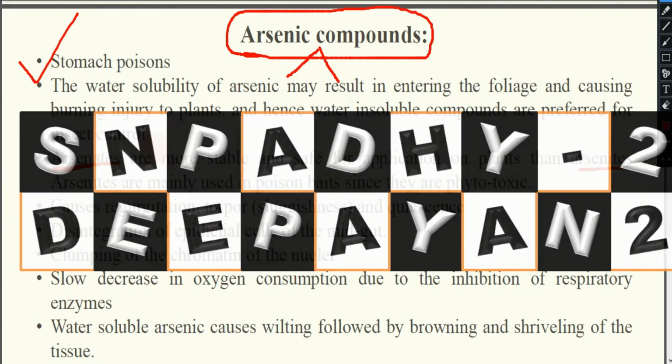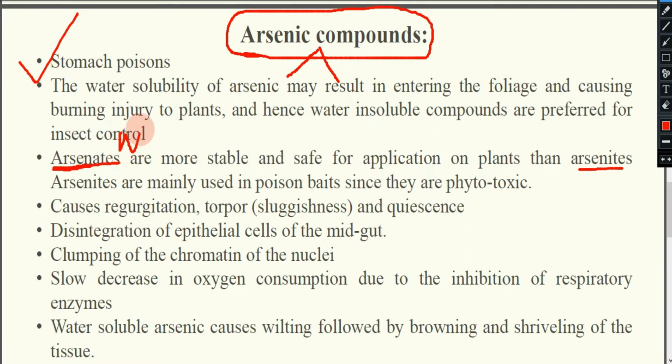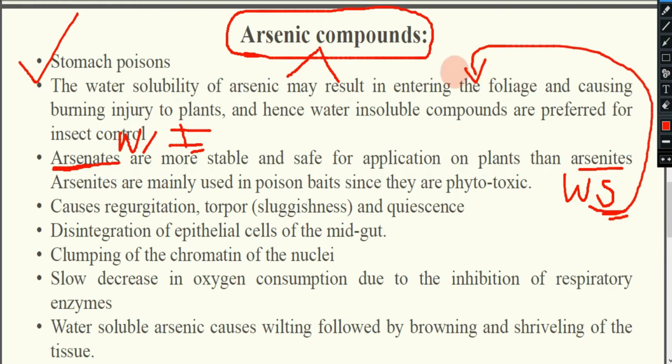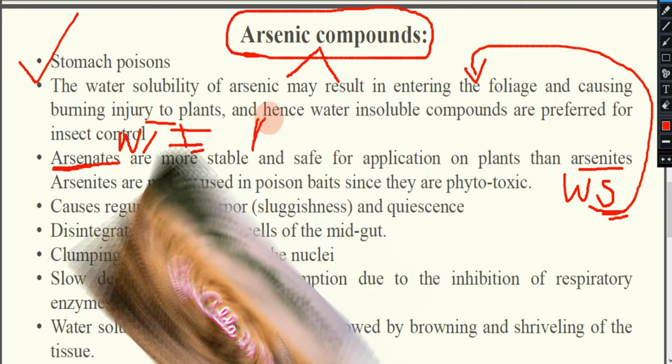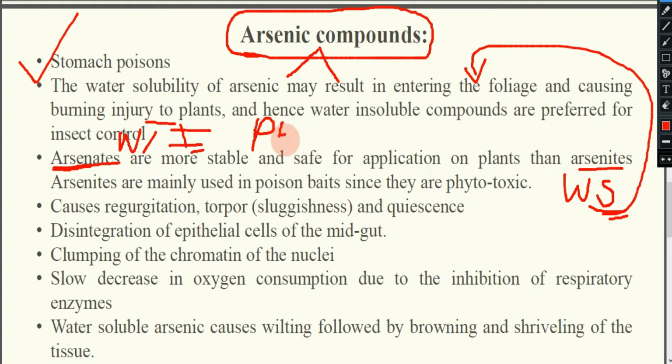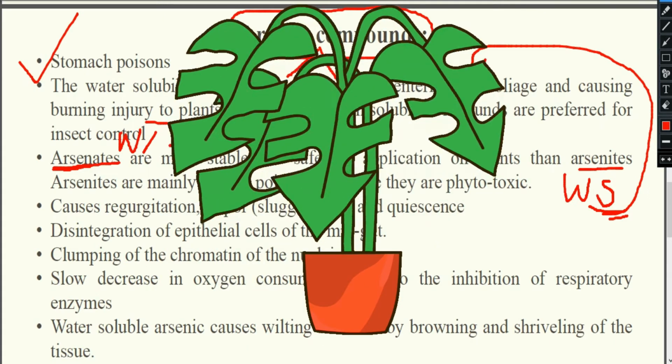Arsenates are water insoluble. Understood? But arsenites are water soluble. So now you can assume which one may enter into the plant surface, water insoluble or water soluble? Water soluble, yes or no? That means they will enter into the plant foliage and they will cause different kinds of burning injury to the plants. That means they will show phytotoxicity.